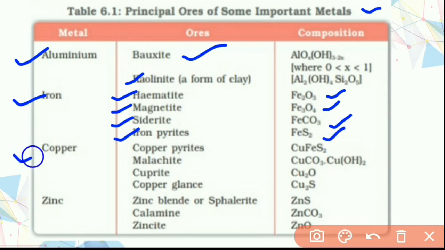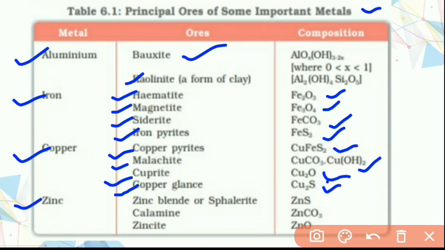Next metal is copper. Its ore is copper pyrite, chemical composition CuFeS2. Malachite is an ore of copper. Its chemical composition is copper carbonate and copper hydroxide. Cuprite, its chemical composition Cu2O, copper oxide. Copper glance, its chemical composition Cu2S, copper sulfide.